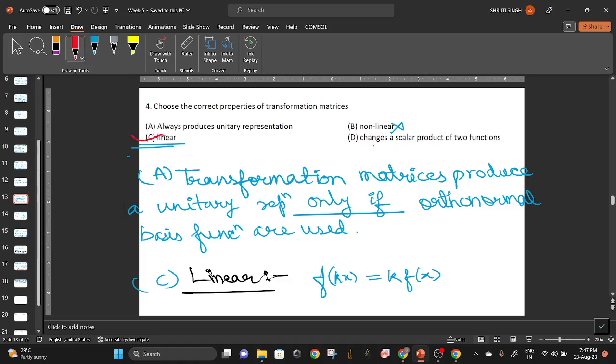It does not change. This is also wrong. And it is not always unitary. Only when orthogonal bases are used will it produce a unitary representation.